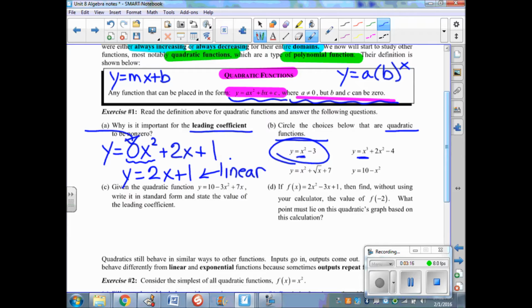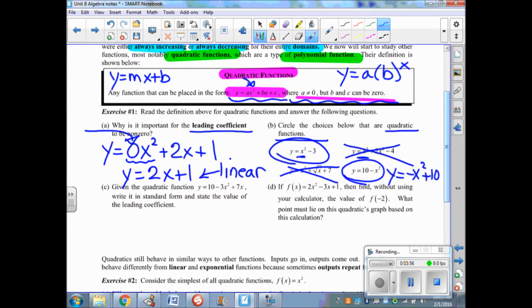So this one here, it starts off with an x cubed. So when we look back at our definition, our highest exponent is x squared, so that definitely is not. Then when I look at this third one, y equals x squared plus the square root of x plus 7. That square root function we can't have in there. That makes it something totally different. And then this y equals 10 minus x squared, that is quadratic. It's just not written in standard form. But that's still okay. If I have that in standard form, that's still acceptable.